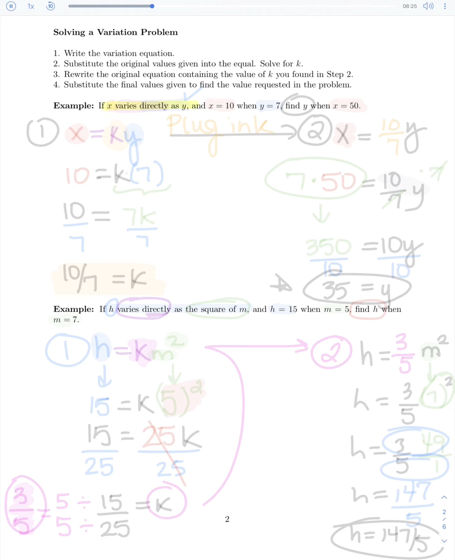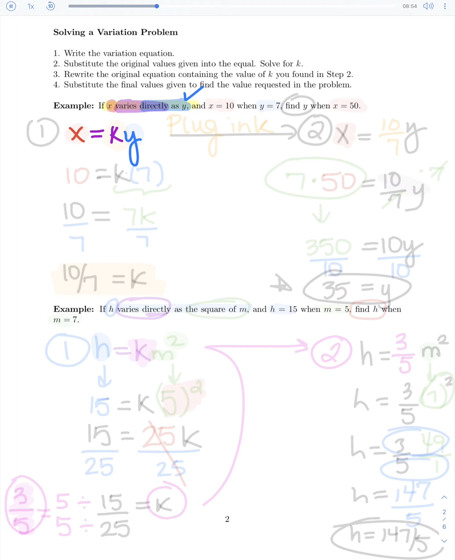Well, this time, notice we're going to start reverse. We're going to start with x. That's okay. That means we're just going to start with x then. The varies directly means I should have my equal to and my k. And then the directly means what should be directly next to that k is a y. And that's it. That is step one, translate.